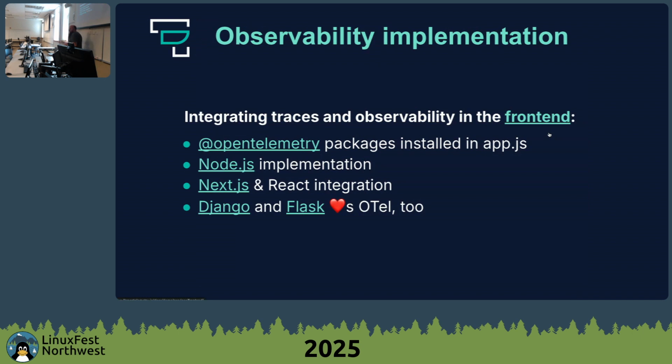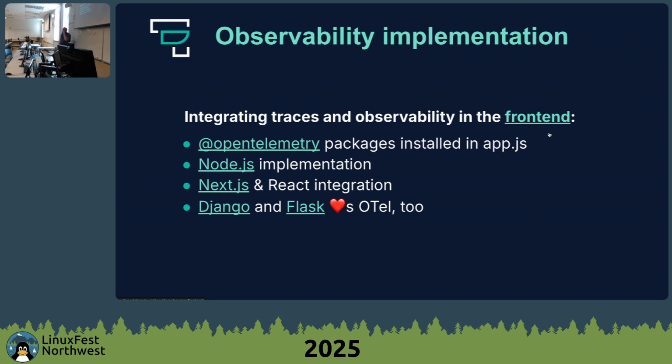Okay, so observability implementation in the browser. Integrating traces and observability in the front end. We have to use, of course, the OpenTelemetry package, and then we'll just include that in app.js. I wanted to keep this as simple as possible. It was very painful in that process. It's really easy to get observability running with Next.js or Django, or with Express and Node.js serving into the front end. That's great, but I really wanted to focus on just the browser and an app.js. How far can I get?